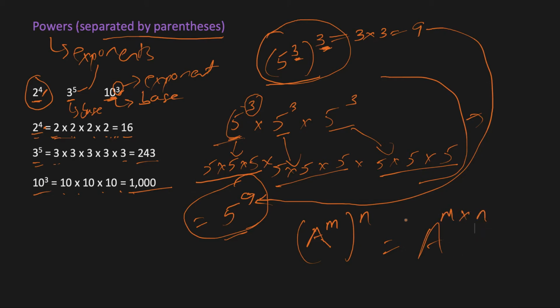Cool. We will look at some examples to get some more understanding about working with exponents that are separated by parentheses. So in this example, we have 5 raised to 4 in parentheses, and in parentheses raised to 3. So this would be nothing but 5, which is our base, to the power 4 times 3, which is 12.